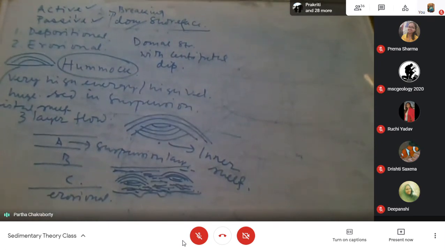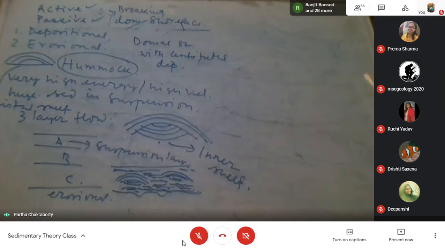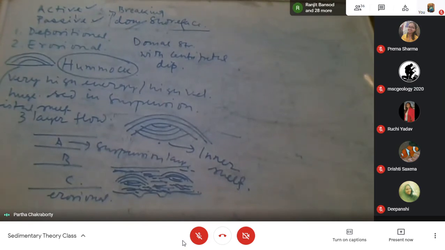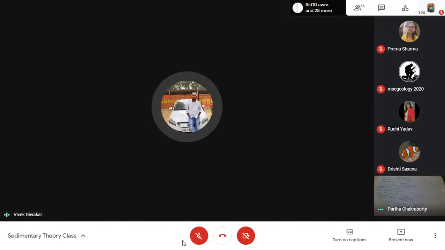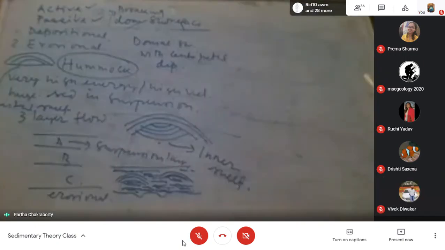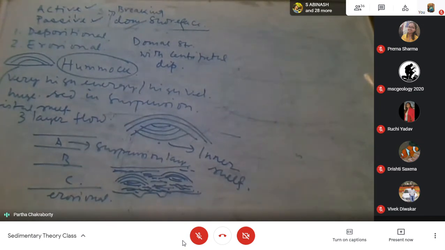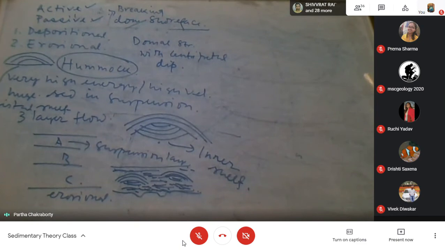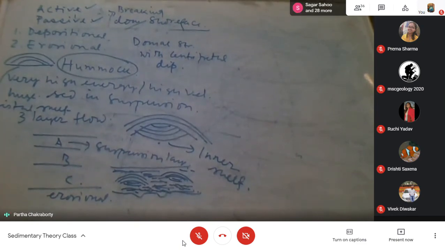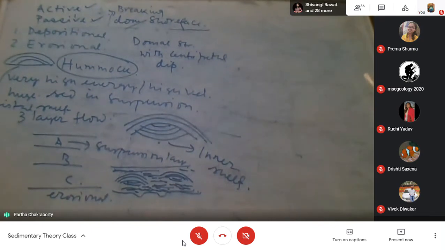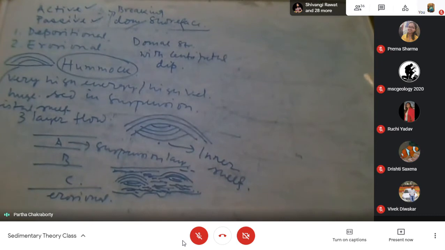Any question? Sir, can you explain passive and active once again? Active hummock is where the hummock has no other provocation. It is creating right on the planar surface. Even on the planar surface, they are creating the hummock geometry. There is no erosional surface below. So I call it actively forming the hummock.